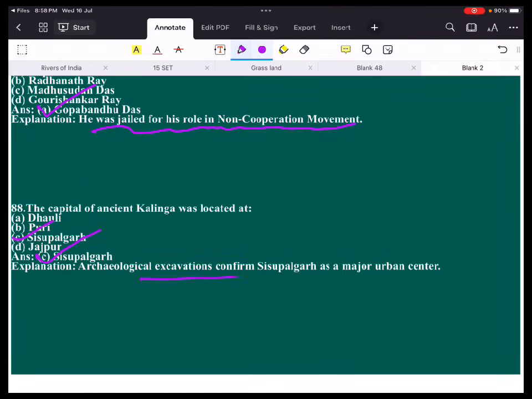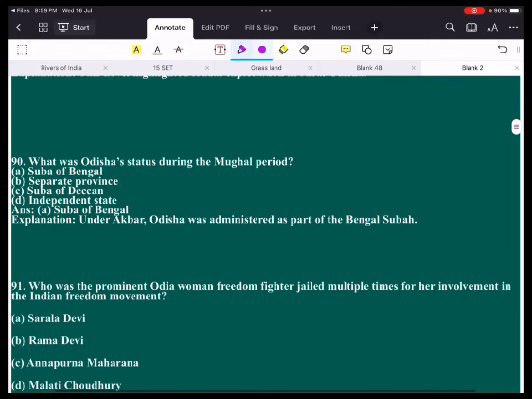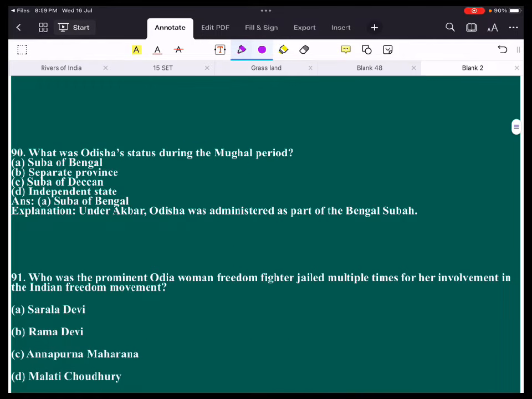Archaeological excavation confirms Shishupalgarh was a major urban center. Who wrote Chha Mana Atha Guntha? That is Fakir Mohan Senapati. Option B. What was the Odisha status during Mughal period? That is Suba of Bengal. Option A.